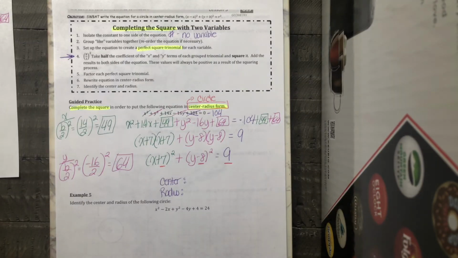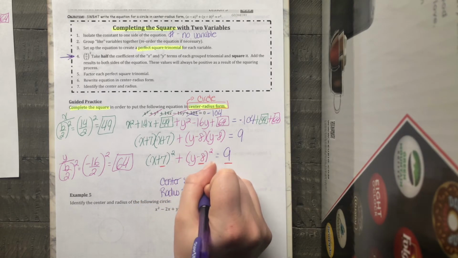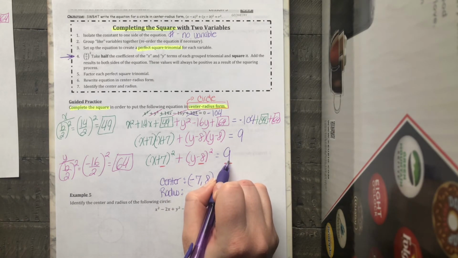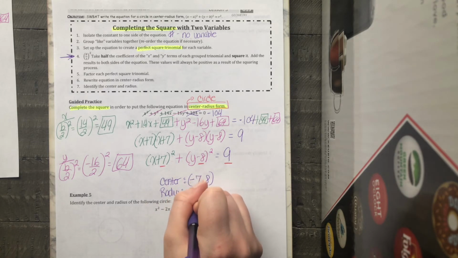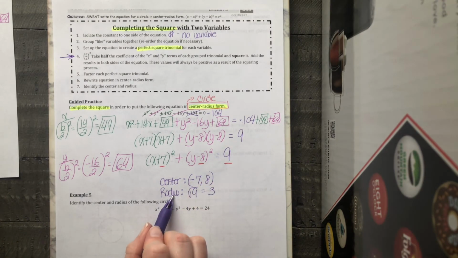So remember from the other page, if I'm writing the center, it's really the opposite. It's not 7, negative 8, it's negative 7, positive 8. And again, this isn't the radius, it's the radius squared. So instead of squaring, I want to square root to go backwards. So my radius was originally 3. All right. And then that's done for the guided practice.